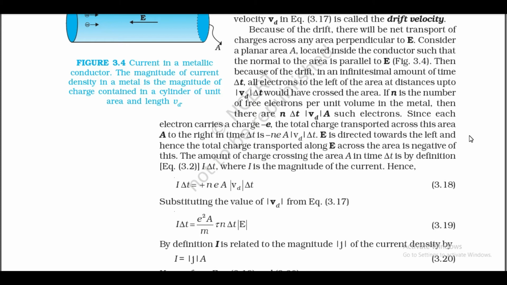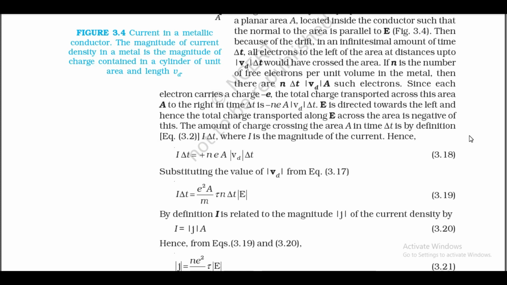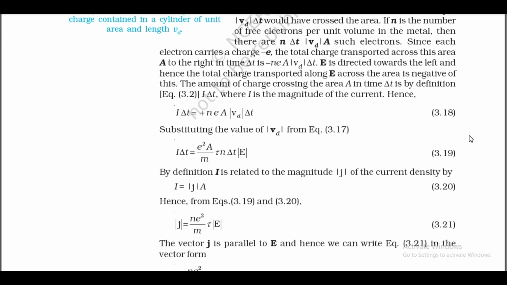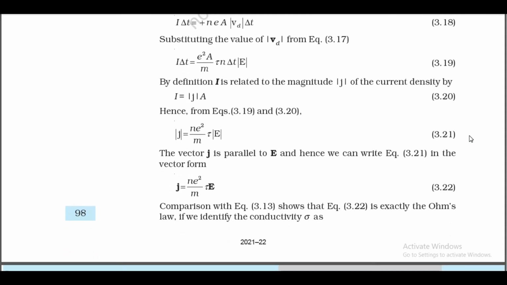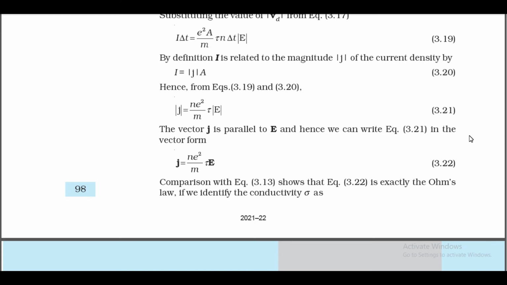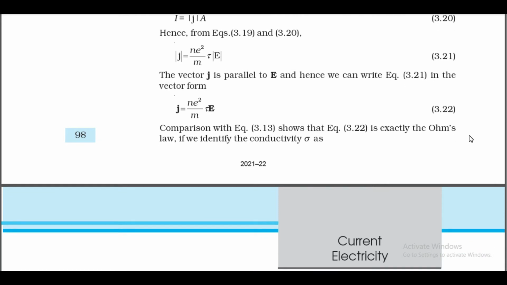Substituting the value of mod Vd from equation 3.17, I delta t is equal to e squared A divided by m tau, n delta t mod E. By definition, I is related to the magnitude of mod J of current density by I is equal to mod J A. Hence from equations 3.19 and 3.20, J is equal to n e squared divided by m tau, mod E. The vector J is parallel to E, and hence we can write in the vector form J is equal to n e squared divided by m tau, E.